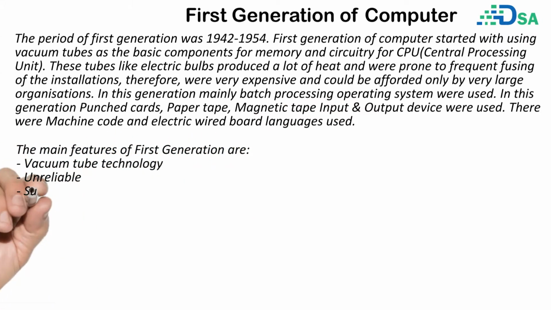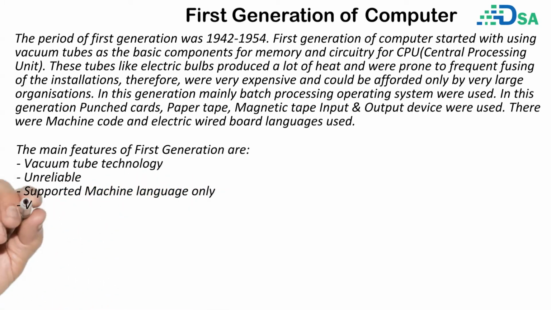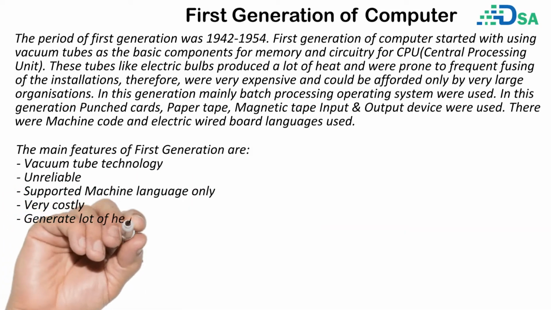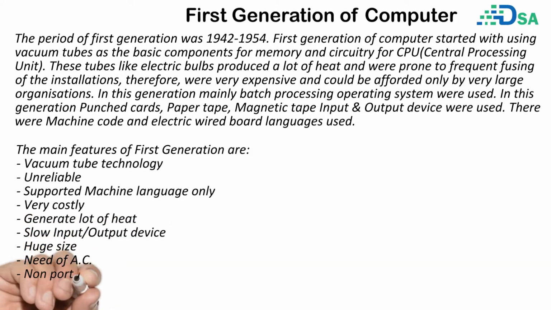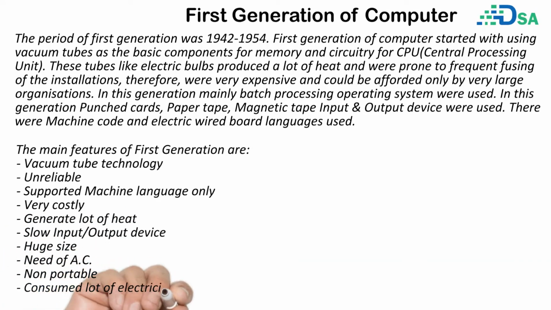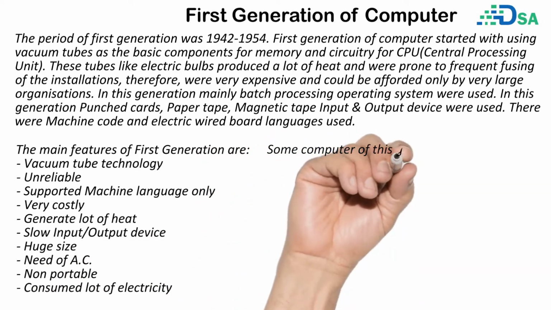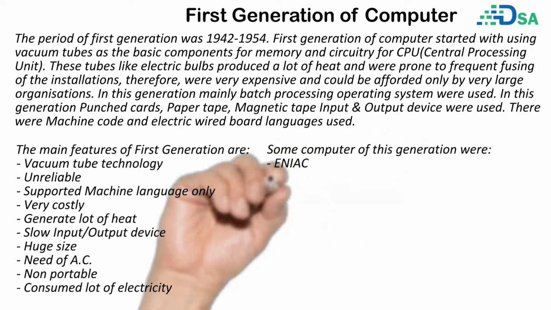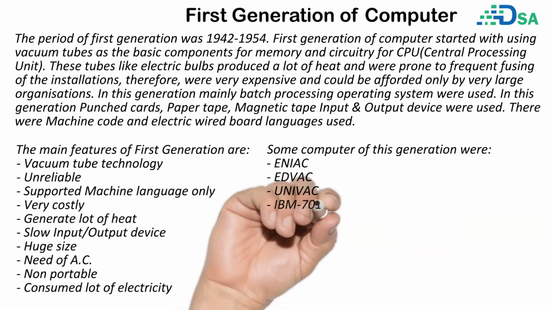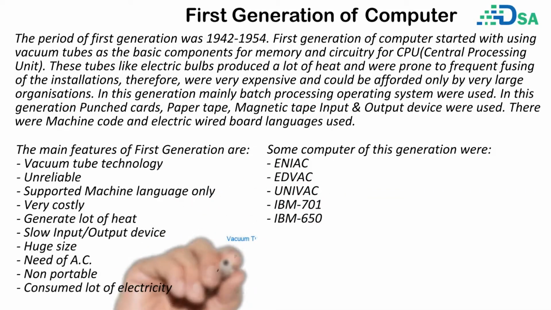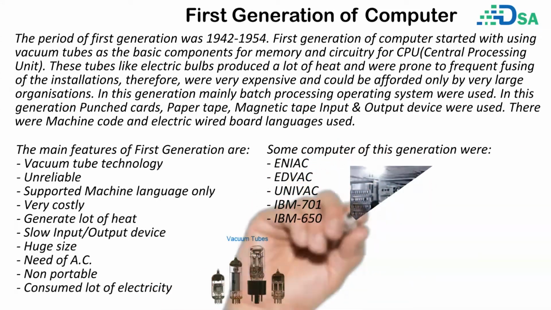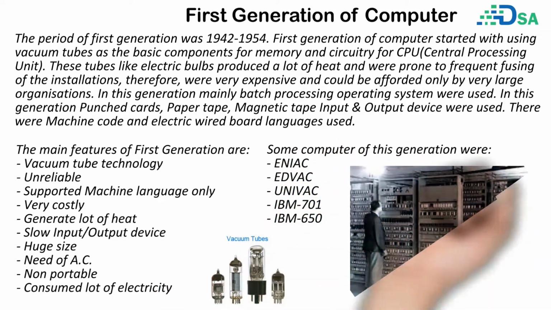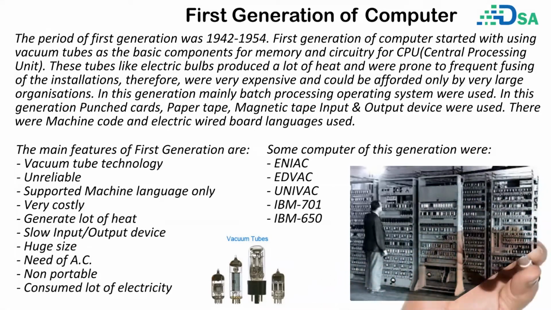The main features of first generation are: vacuum tube technology, unreliable, supported machine language only, very costly, generate lot of heat, slow input, output device, huge size, need of AC, non-portable, consumed lot of electricity. Some computer of this generation were ENIAC, EDVAC, UNIVAC, IBM 701, IBM 650.